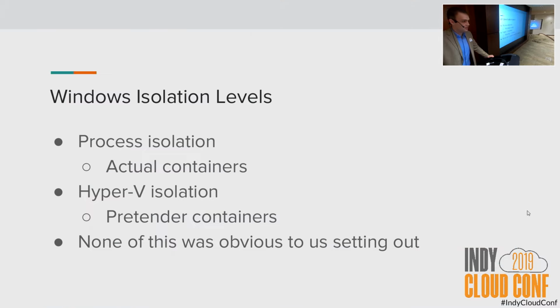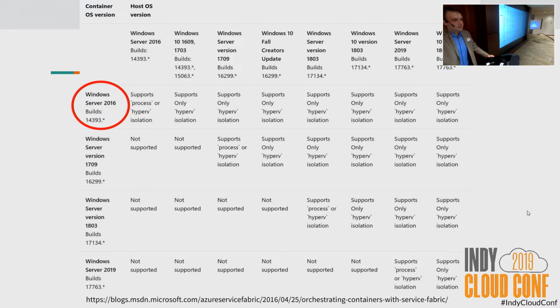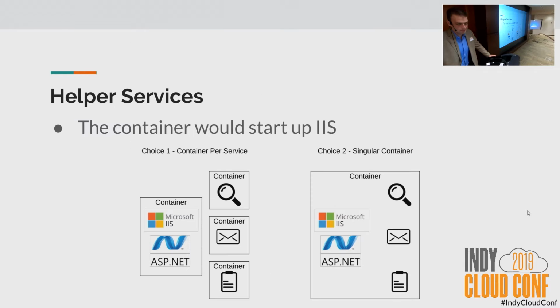None of this was obvious to us setting out. We were traditionally working with Linux containers. So we take a look at that chart and say, well, let's just base our container off of Windows Server 2016. It's compatible everywhere. What could go wrong? We'll see what goes wrong.